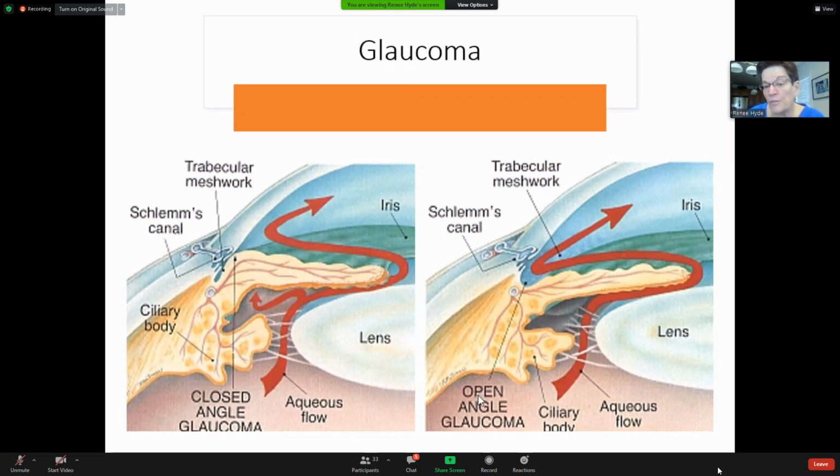So in open angle glaucoma, there is a narrowing, but it does outflow. See here, there is that area right there that it can go out to the iris. But often what you see is that pressure builds up, but not as much as it would with closed angle glaucoma.